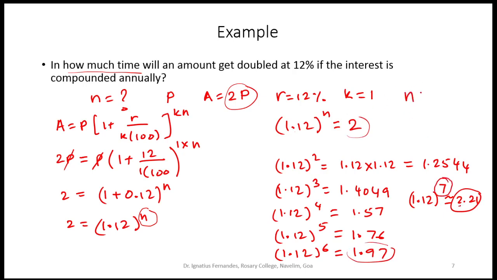So N is at least 7 years, so that an amount will get doubled at 12% interest if the interest is compounded annually.